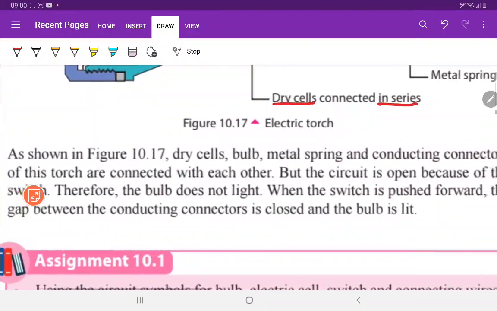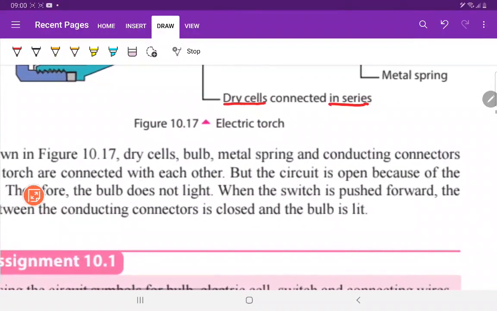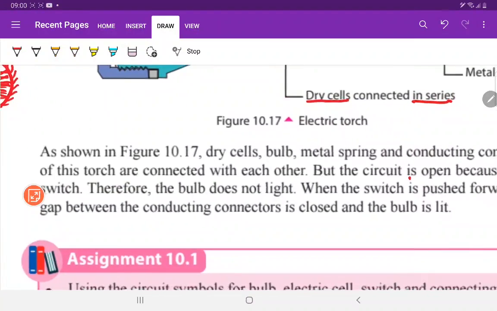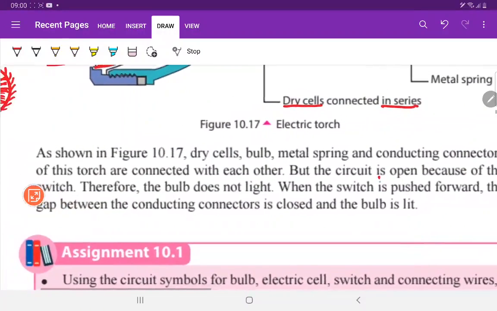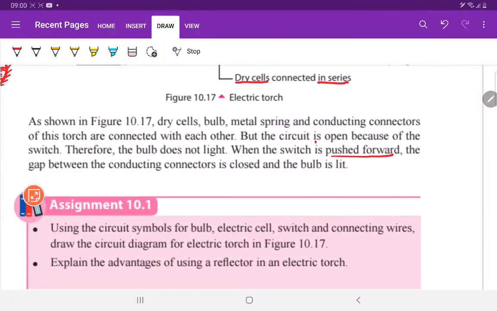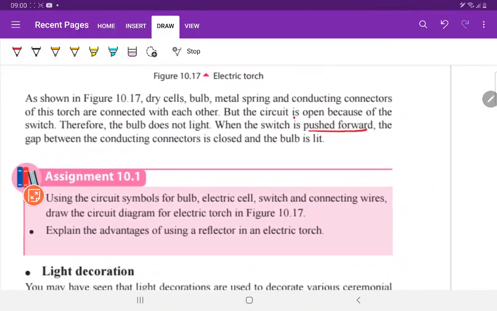The dry cells, bulb, metal spring, and the connecting conductors of this torch are connected with each other, but the circuit is open because of the switch. Therefore, the bulb does not light. When the switch is pushed forward, the gap between the conducting connectors is closed and the bulb is lit.